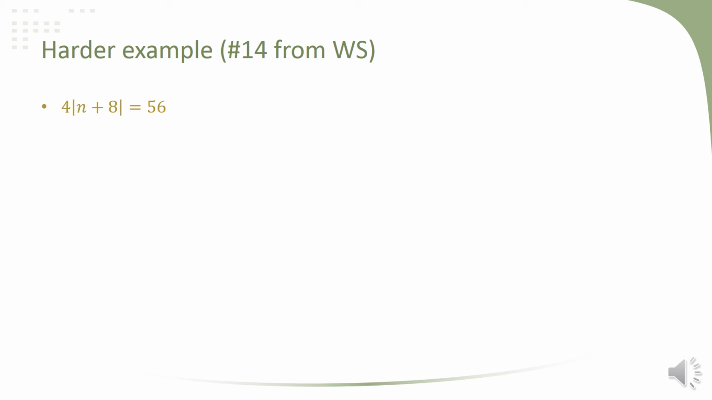So the first thing I have to do is notice the fact that the absolute value term, which happens to be n plus 8, is not by itself on the left side of the equation. I need to get it by itself by dividing both sides by 4 using the division property of equality, to get the absolute value of n plus 8 is equal to 14. I now have the term inside the absolute value, which is the quantity n plus 8, all by itself. I now can go on to the next steps.